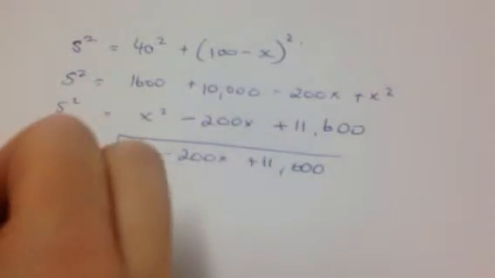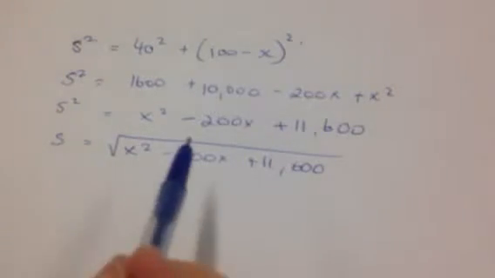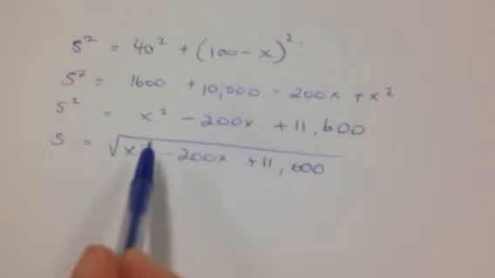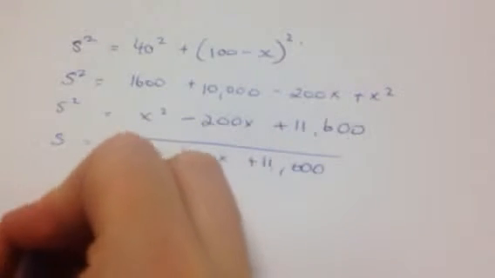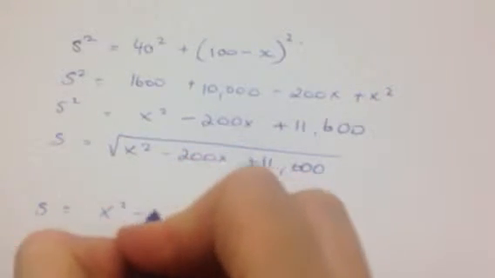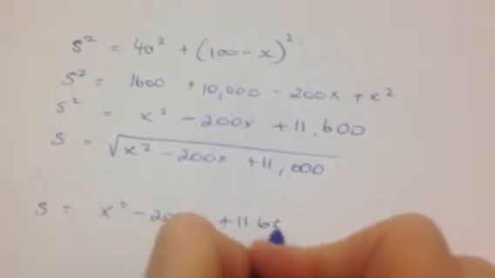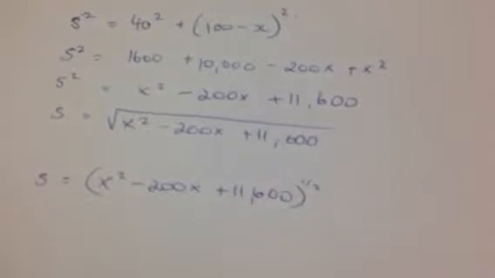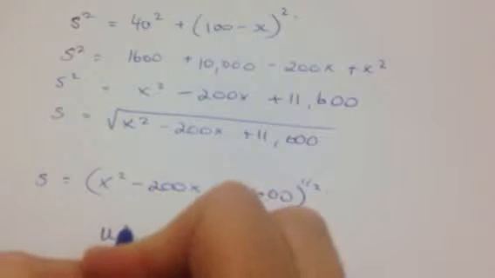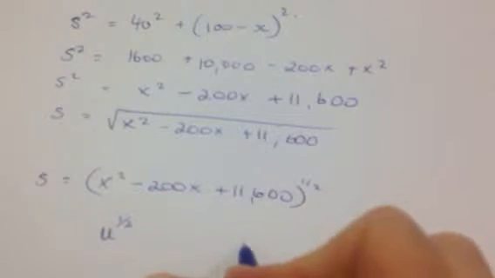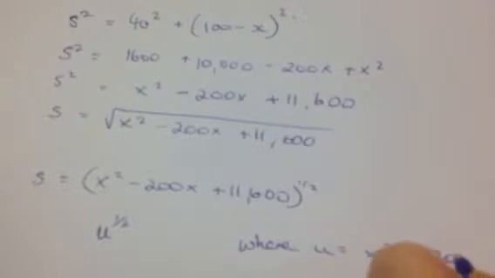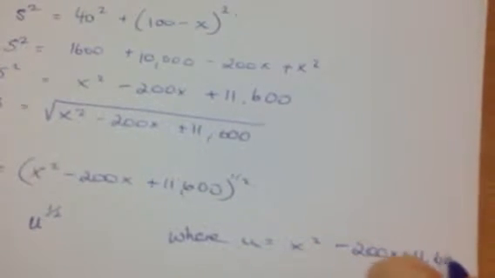Part 3, they want me to find ds dx. Now, they want me to differentiate s in terms of x. I'm going to change the root here to a power. And if it's anything more difficult than what's in your log tables, I'd always suggest using the chain rule. So I'm going to say, right, they want me to differentiate u to the power of a half, where u is x squared minus 200x plus 11,600.